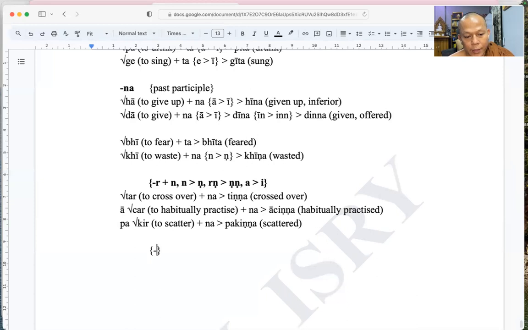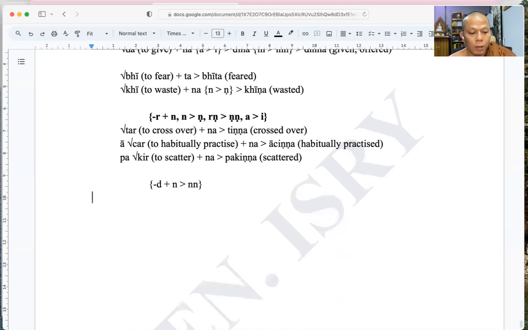So root is ending in the da. Okay. But past participle subject is na. So at the time, this da na change to the, you know, na na. So for example, root bead. So to break down. And the na, so here dana become the nana. So we have the, you know, baina. So baina means broken.